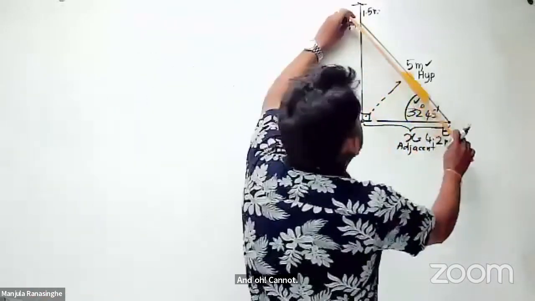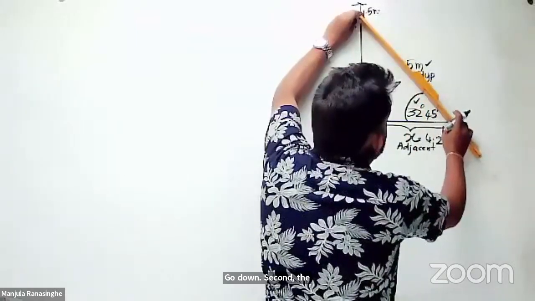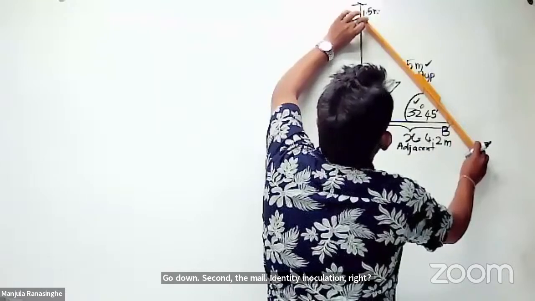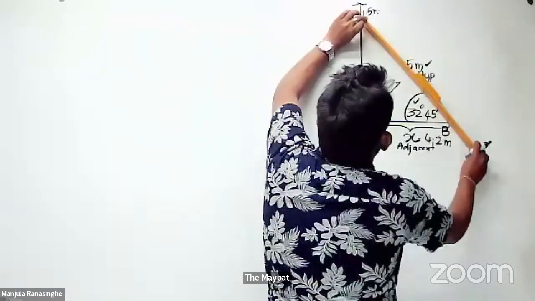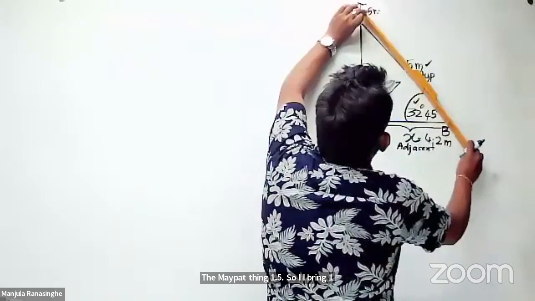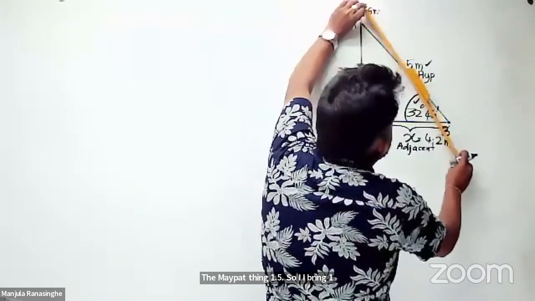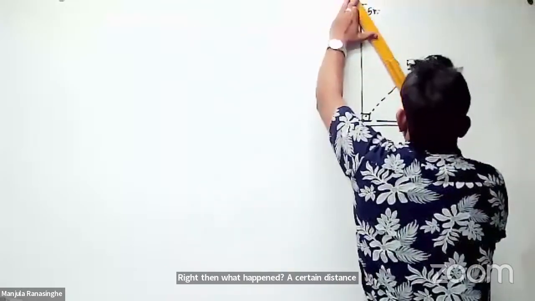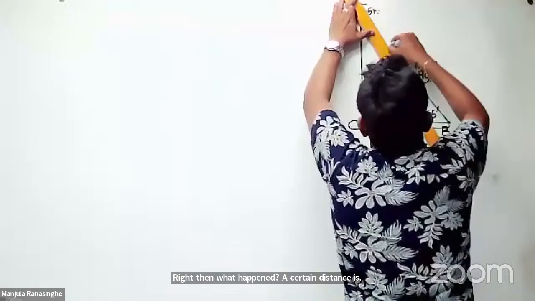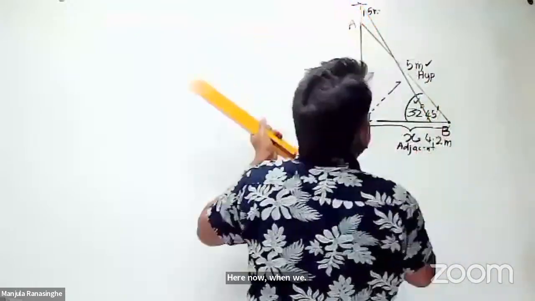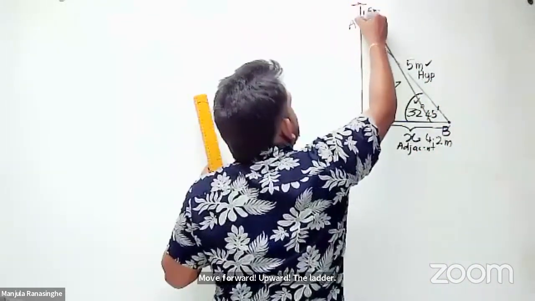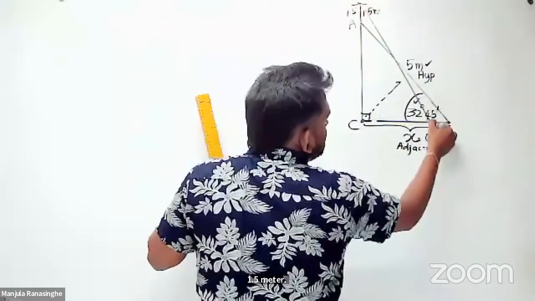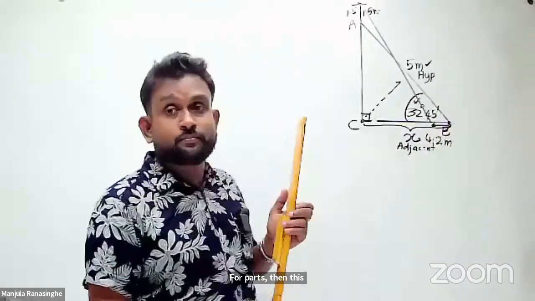Now imagine the ladder is like this, this is my ladder, right? Then when we bring it 1.5 upward on this side, so I bring the ladder 1.5 upward, right? Then what happened? A certain distance is coming here. Now, when we move the ladder upward 1.5 meters, then this terminal also moves a distance.